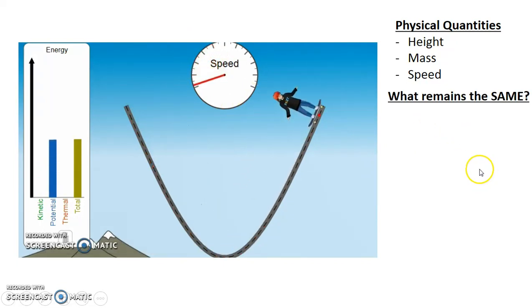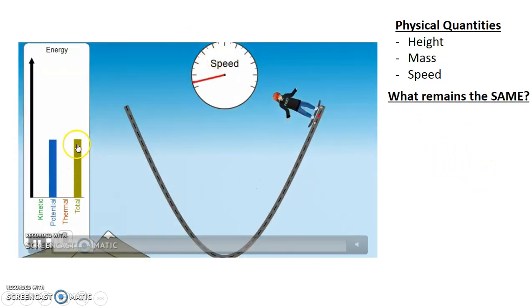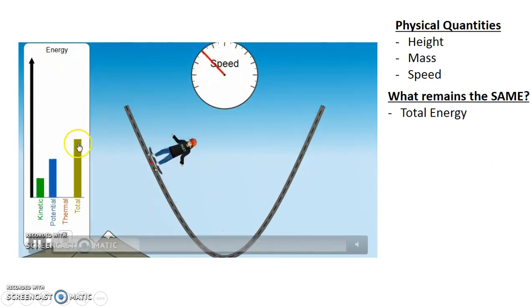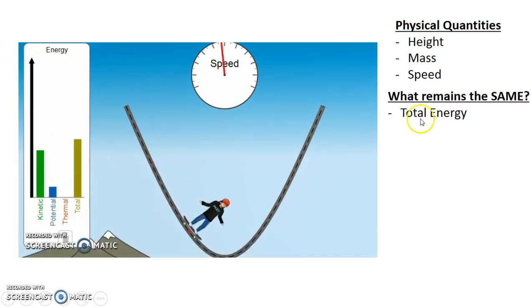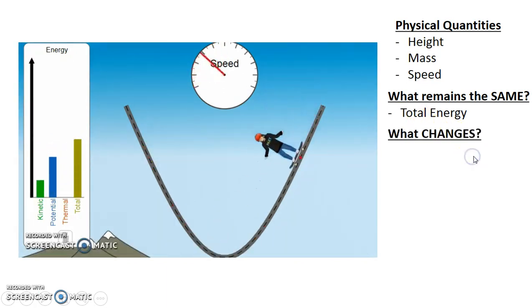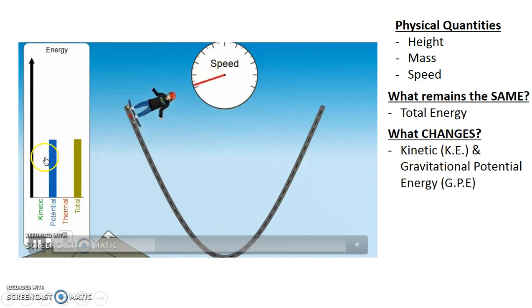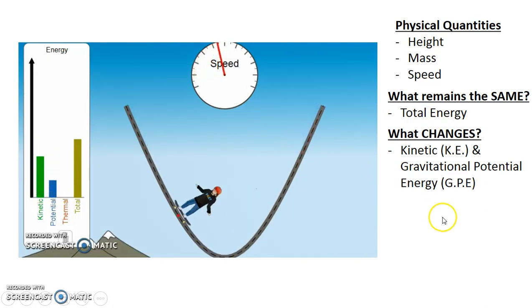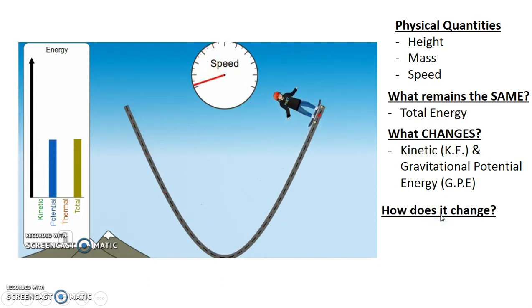So what remains the same? What remains the same is the total energy. You can see a total energy bar. Basically, this total energy bar is the sum of the kinetic and potential energy. So these two bars, the green and the blue, if I add both of them up, I get this total energy. What changes? Both the kinetic and the gravitational potential energy will change.